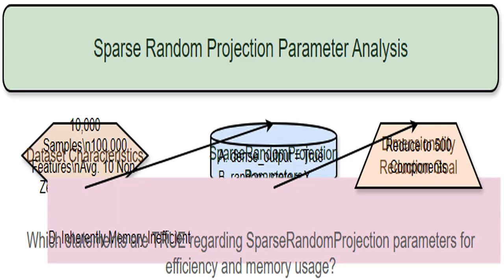This statement claims that sparse random projection is always bad with memory. That's incorrect. The whole point of this technique is to be efficient with memory when dealing with sparse data that has mostly zeros.